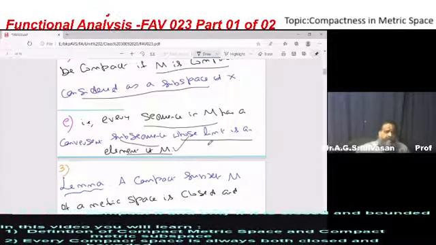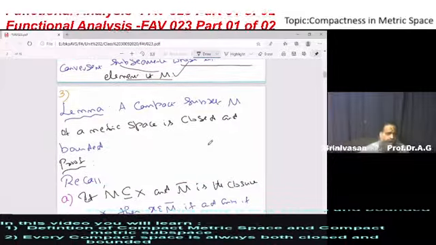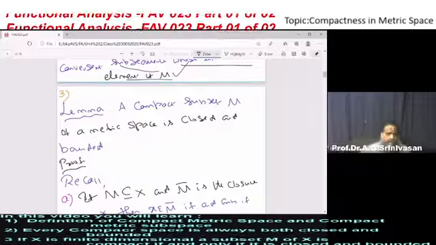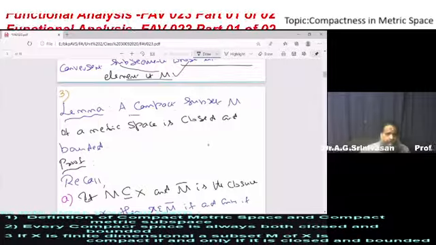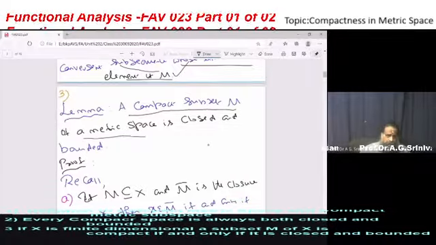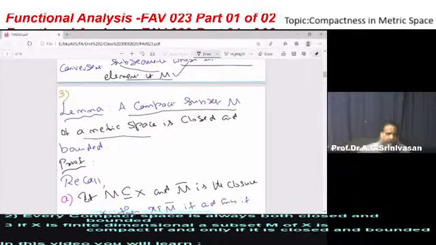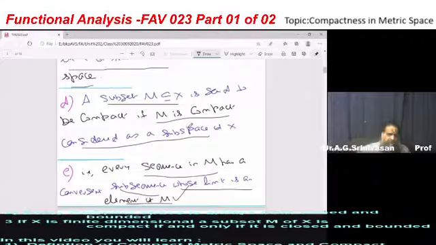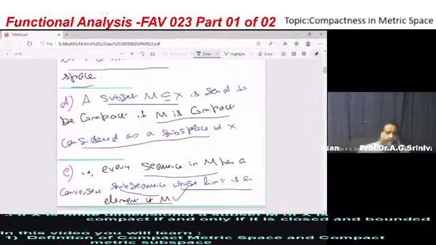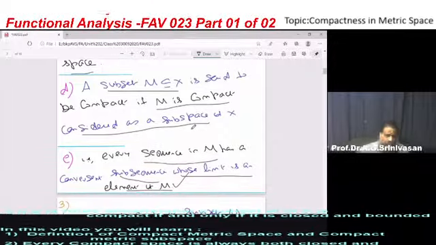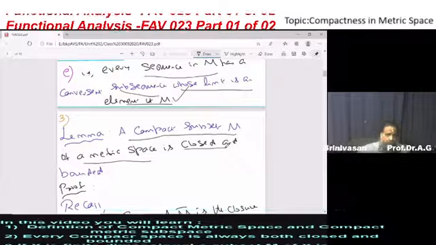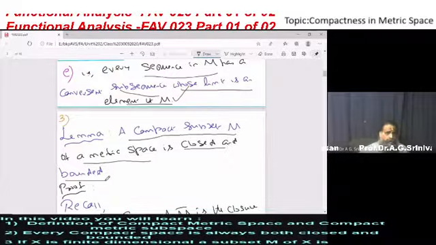Okay, let's take a lemma. So this is a lemma. I'm going to prove it today. To start with, equation number 3. The lemma says a compact subset, you know the definition in a metric space. A subset is compact if it itself is a metric space, a subspace, and it is compact. That is, every sequence in M has a convergent subsequence. If that is the case, then that M is always closed and bounded.